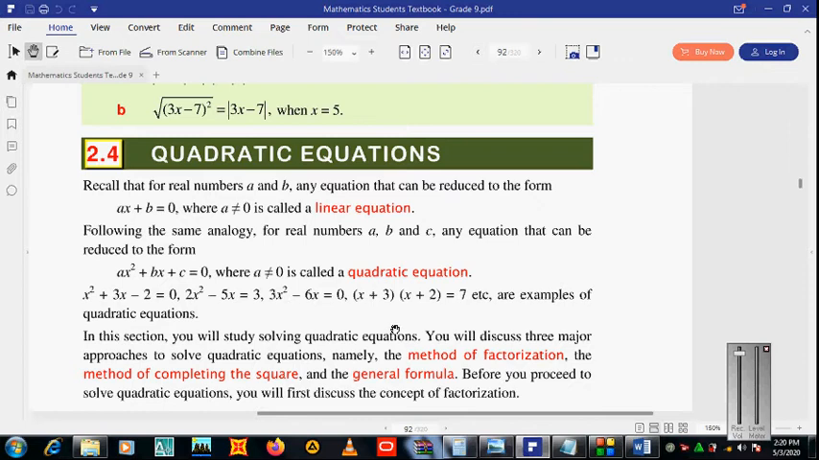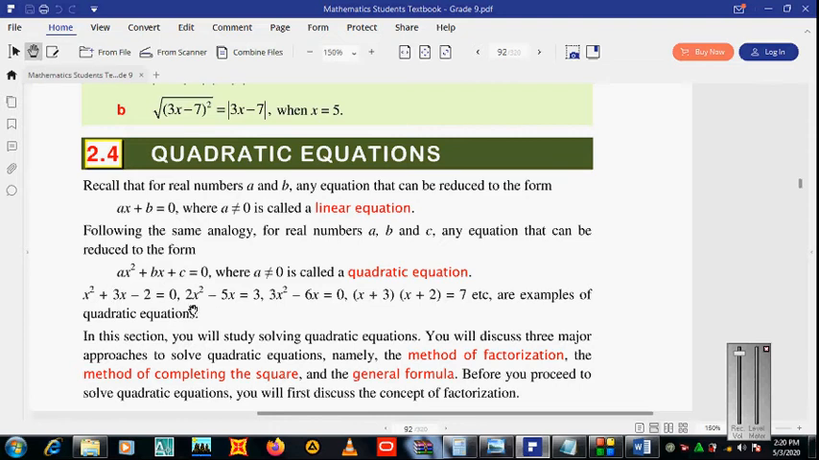3x squared minus 6x equals 0 is also a quadratic equation. The coefficient of x squared is 3, the coefficient of x is -6, and the coefficient of x to the power of 0 is 0. (x plus 3)(x plus 2) is equal to 1 is also a quadratic equation. When you multiply this, x plus 3 and x plus 2, it gives x squared plus 5x plus 6 is equal to 7.